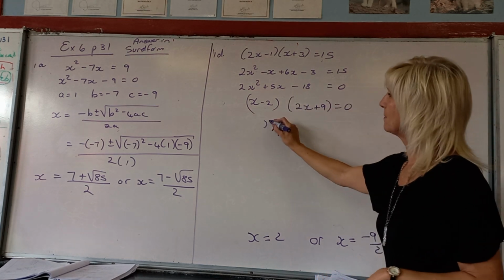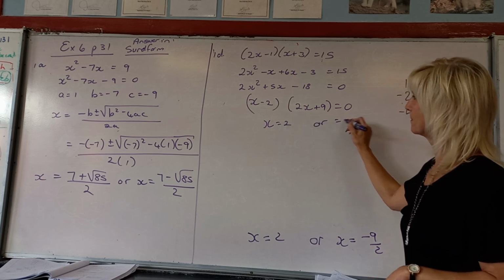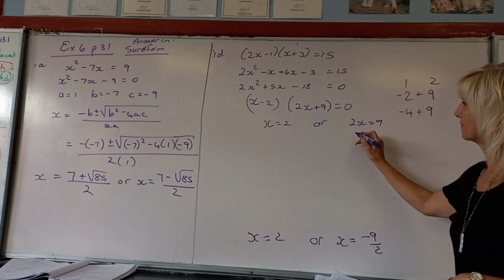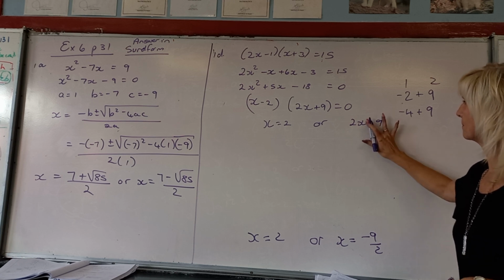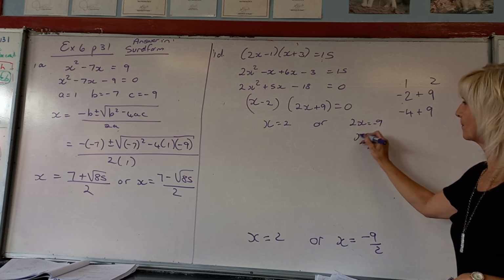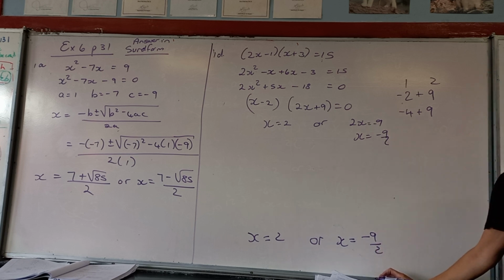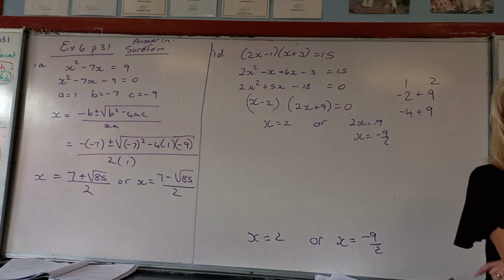And the answers are 2 or negative 9 over 2, which you guys have. But you all did it on the formula because that's what you were expecting. Okay, so what does that tell you?